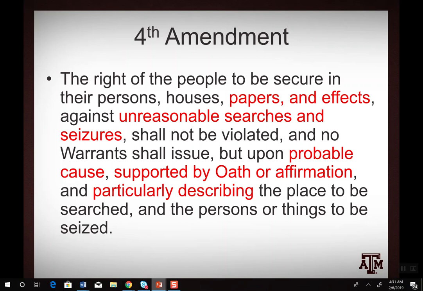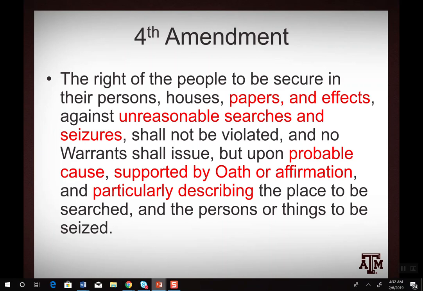Shall not be violated, so that must be there, and no warrants to issue but upon probable cause, not beyond a reasonable doubt, not preponderance of the evidence, not clear and convincing evidence, none of those. Those are in the courtroom. Here it's just probable cause. It's a much lower standard, but it is a standard.